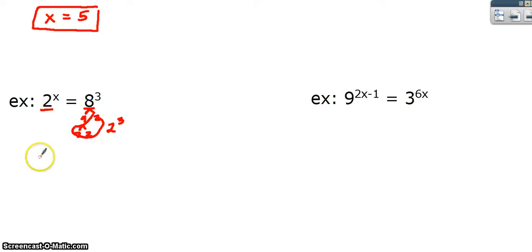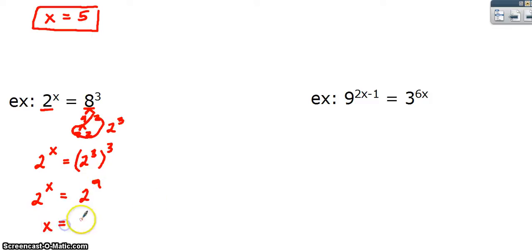So I can rewrite this problem as 2 to the x equals 2 to the 3rd, to the 3rd. The 2 to the 3rd is because there were 3 2's here, and then the other 3rd is from the problem, this 3rd power on the 8. So you can use your exponent rules that we went over a couple weeks ago: the power to a power rule. We multiply there, 2 to the x equals 2 to the 9th. And so that means that x must equal 9.